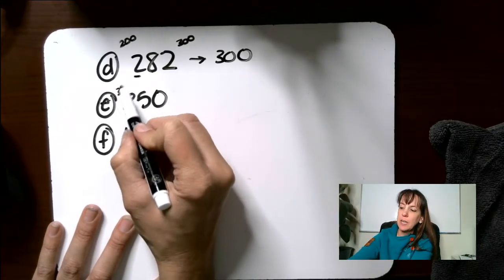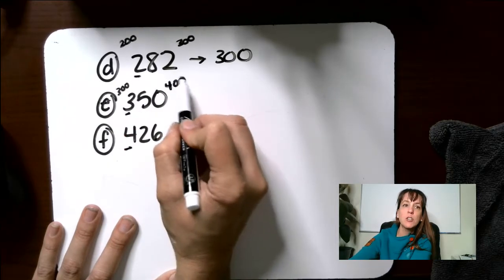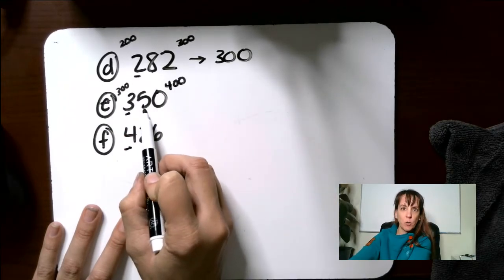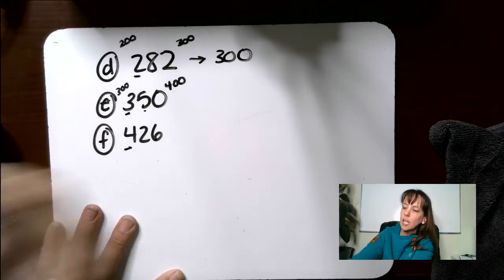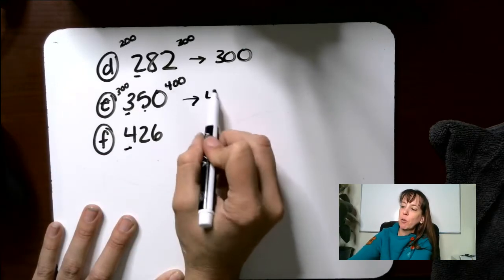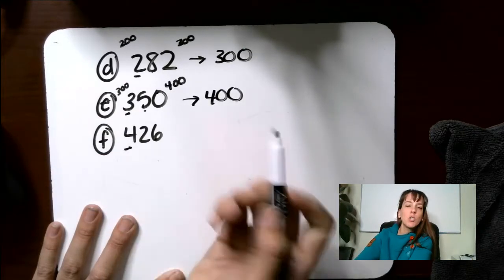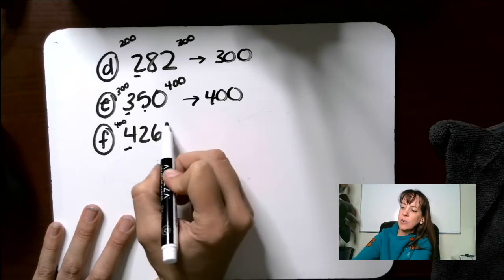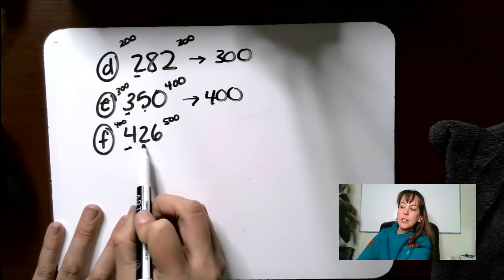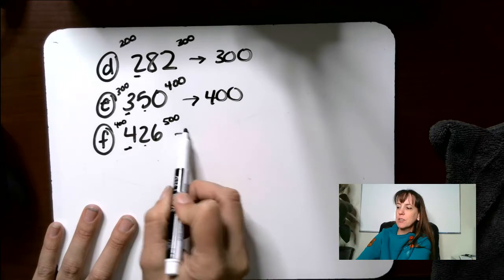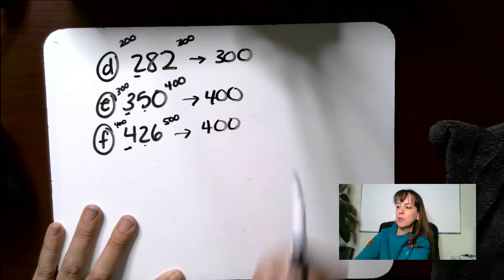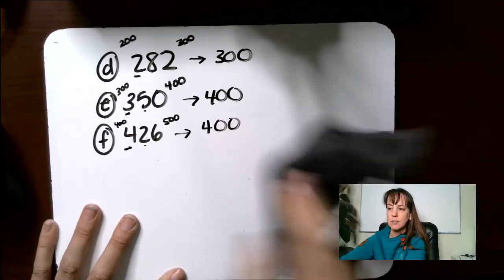350, is it going to be 300 or 400? 5 is 5 or greater, so we're going to boost up, so this is going to be 400. 426 is 400 or 500. 2 is less than 5, so this is going to go down to 400. Those should be your answers.